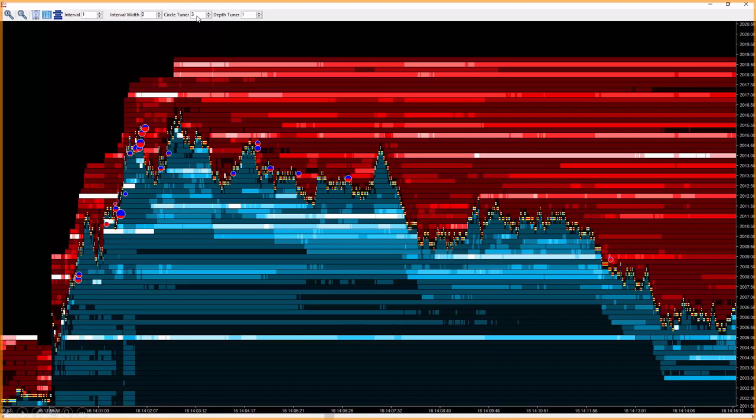Circle tuner, if you're on crude oil, 2 or 3. If you're on the ES, 1 or 2. And the depth tuner, I like it at 1 because I think it looks pretty. But really, this isn't something where if you have one set of settings you'll see it, and if you have a different set of settings you won't. The interval, I'll just move it up to scrunch it together a bit so I can see more information.